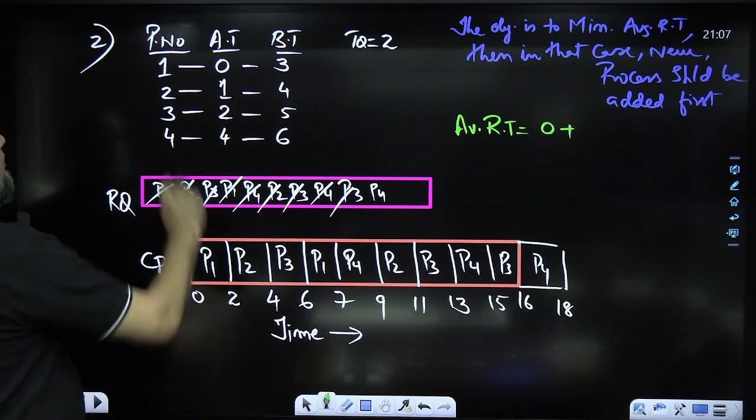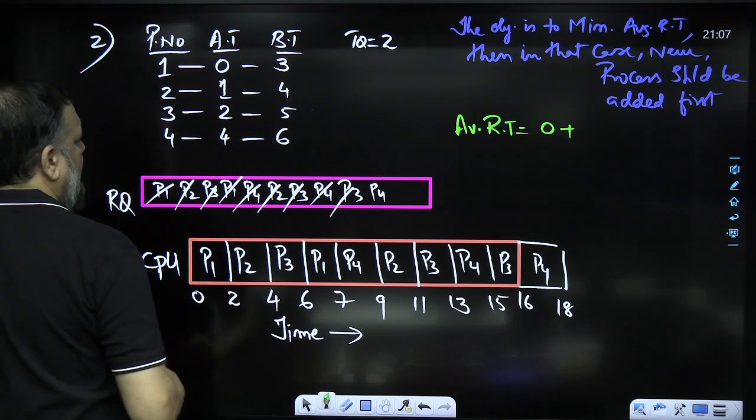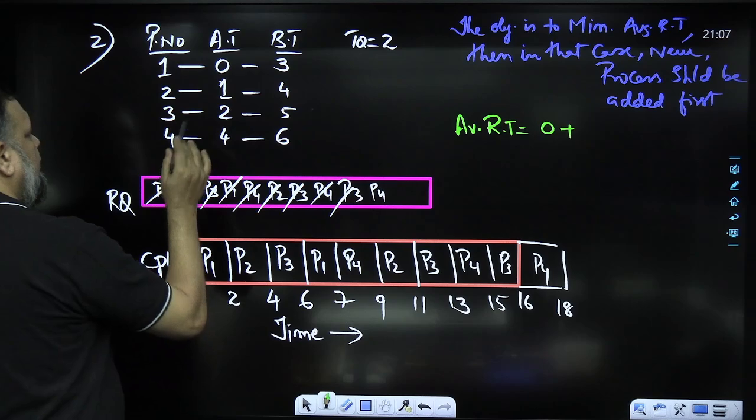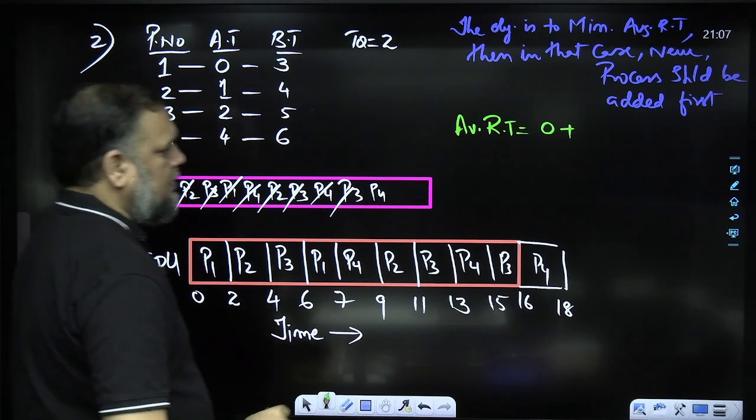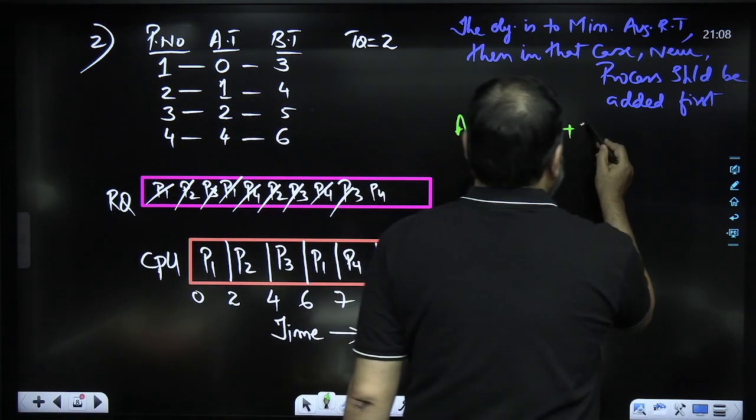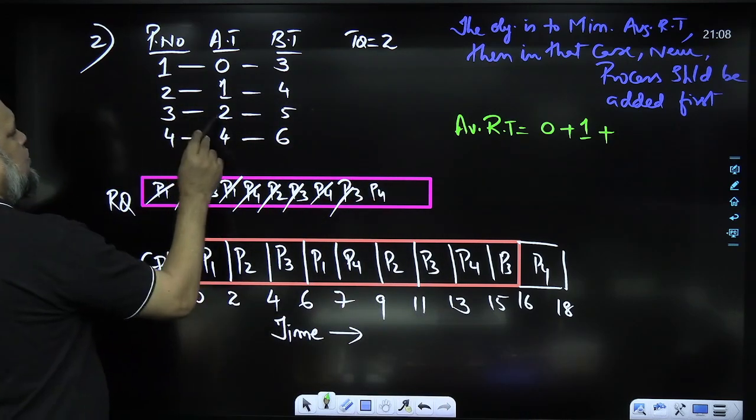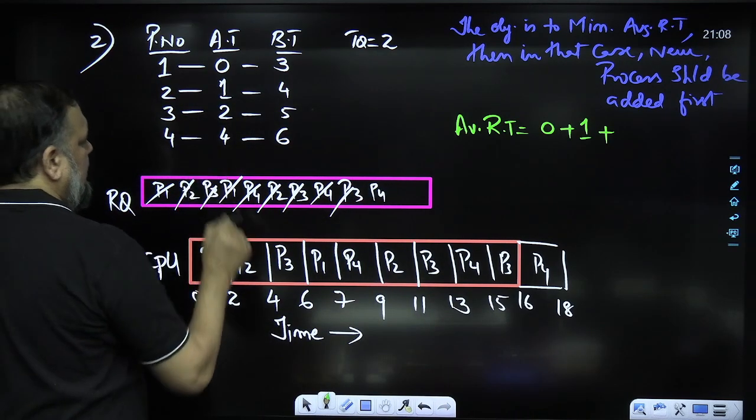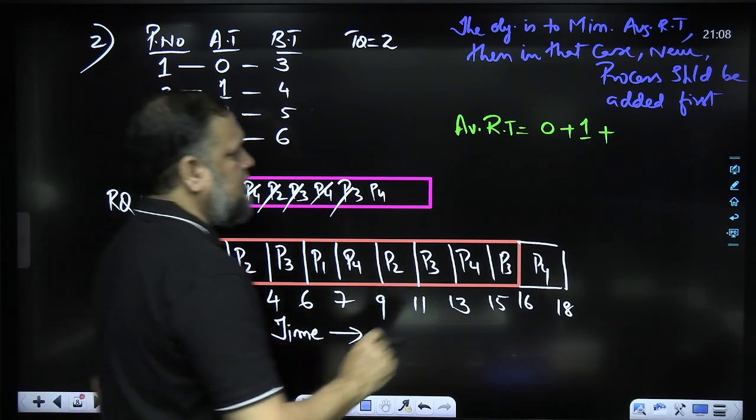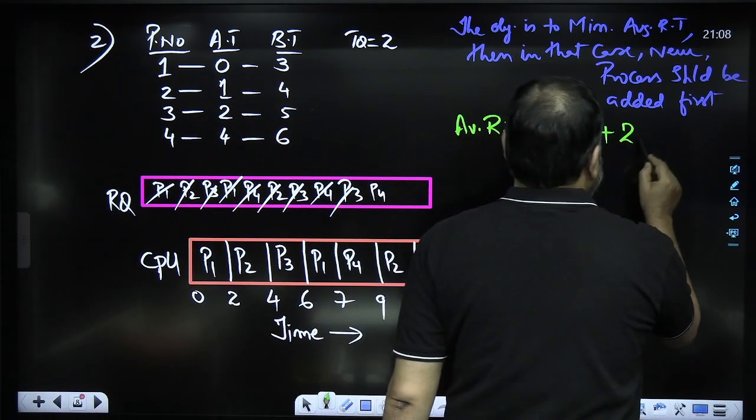Look at P2. P2 came at time 1. It got scheduled at time 2. So it waited from 1 to 2, 1 unit. So its response time is 1. P3 came at time 2. It got scheduled for the first time at time 4. So from 2 to 4 it waited 2 units.